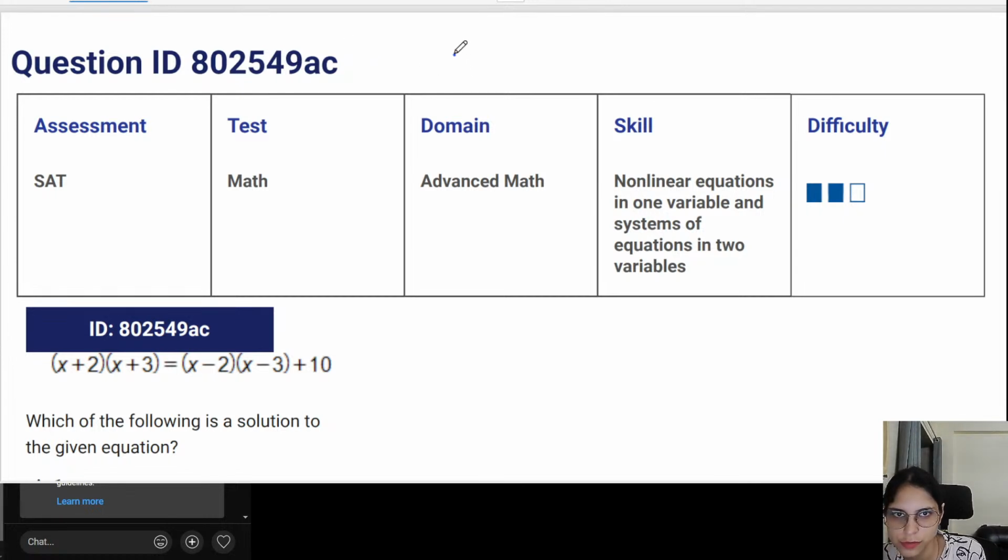#35. This is also quadratic. Hmm. Yeah, my cat has come. I'll have to shift a little bit.